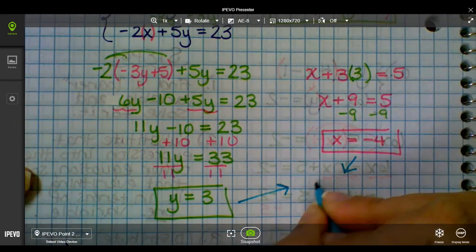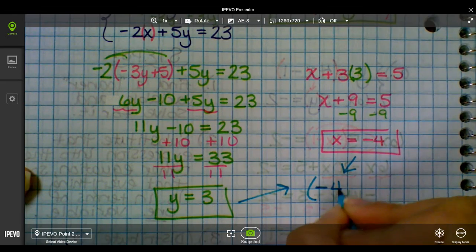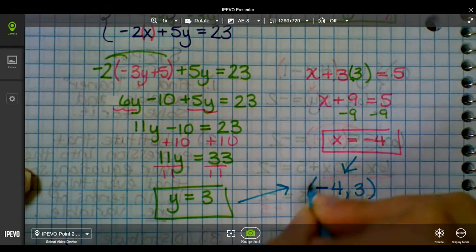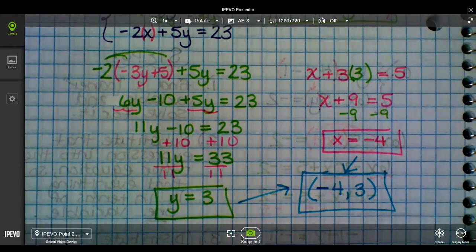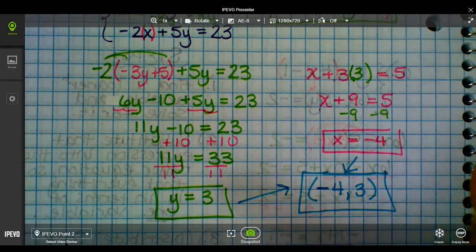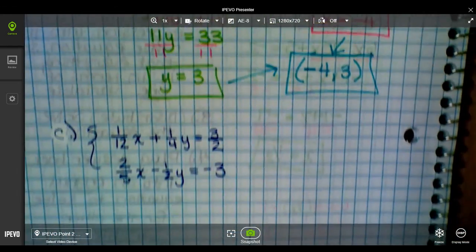So make sure your x goes first. So I have -4 and 3. So this is my final answer. You will get points marked off on a test or a quiz if you don't write down that final answer, even if you have both of these parts. I want to see you guys write it as an ordered pair. Okay, again, you can pause it if you need to write anything else down.